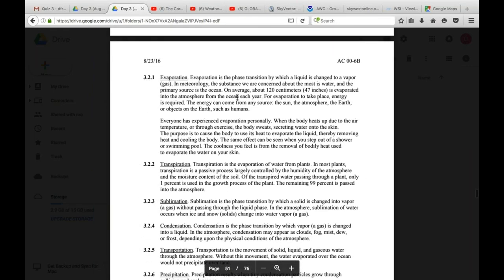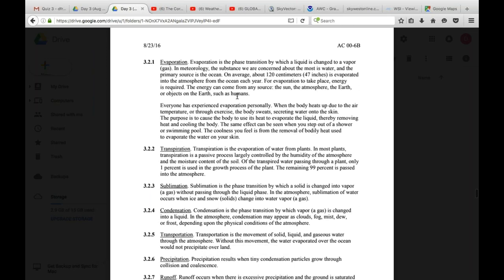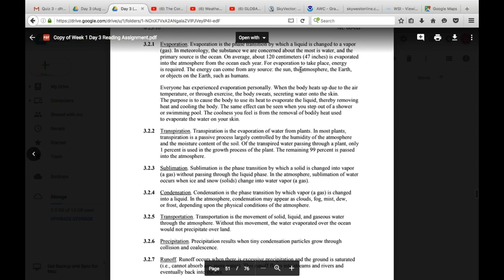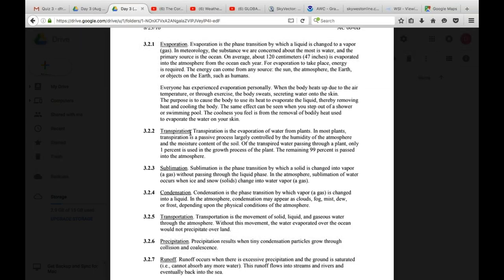Evaporation is the phase transition in which a liquid is changed to a vapor. So when water evaporates from a lake, it goes up into the air and creates this water vapor moisture in the air. Primary source is the ocean. Transpiration is the evaporation of water from plants. In most plants, transpiration is a passive process largely controlled by the humidity of the atmosphere.